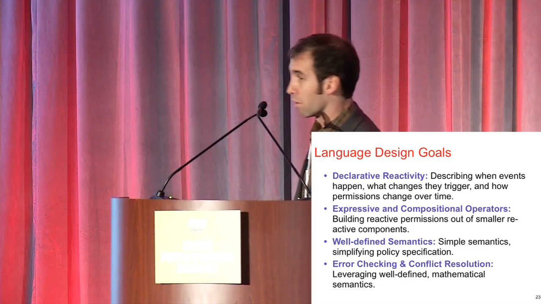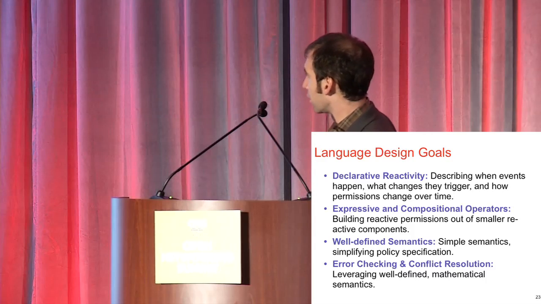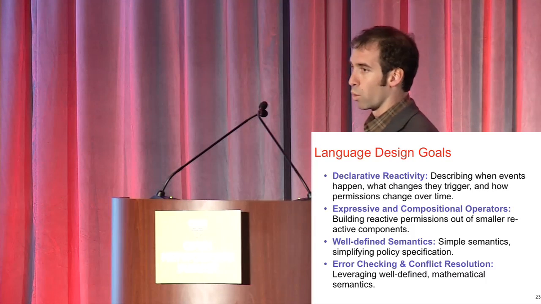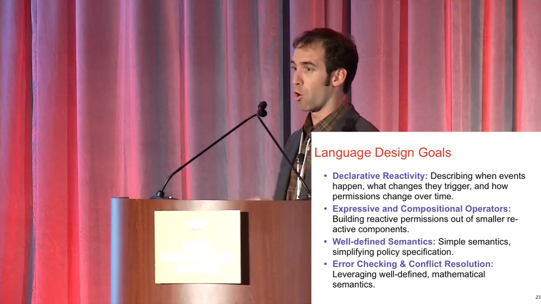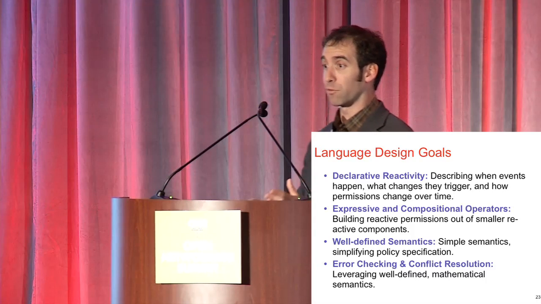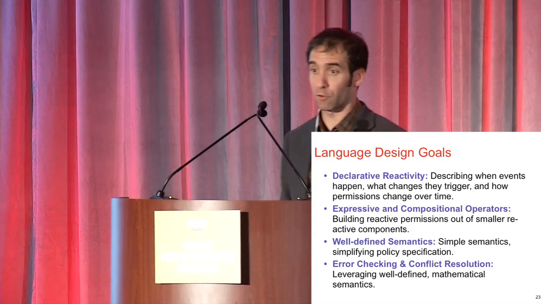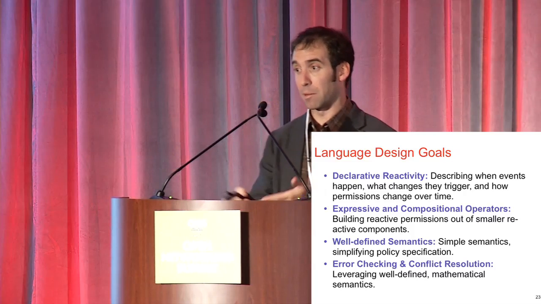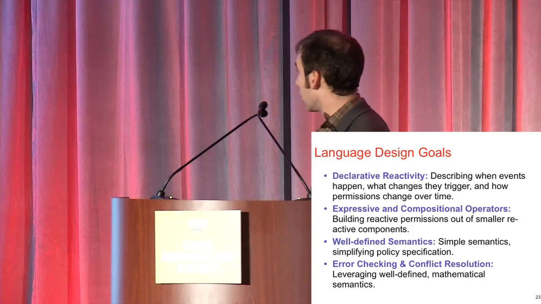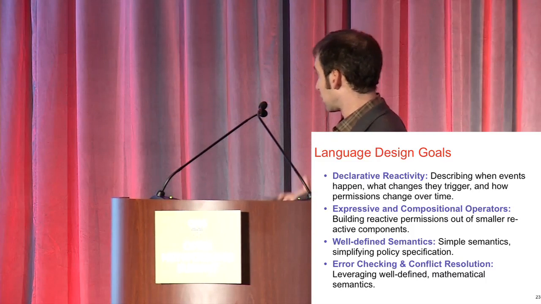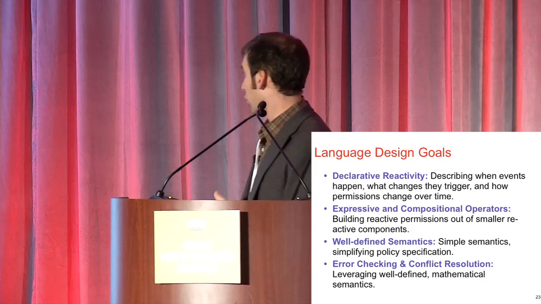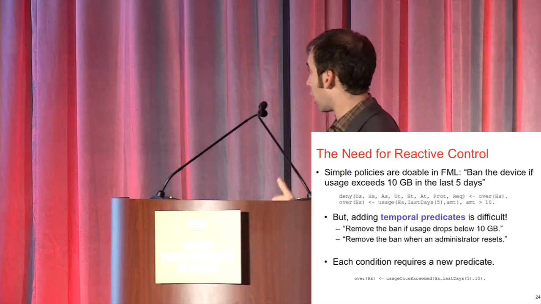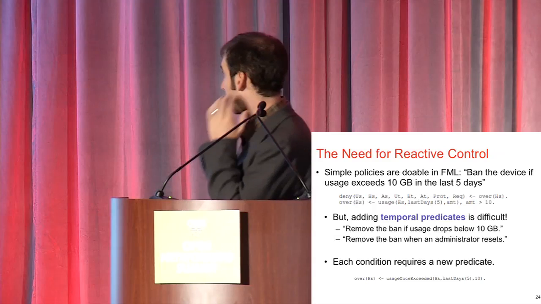Here are some goals that we want from the language design. We want it to be reactive. We want it to be very easy for operators to compose. This is one thing that's very difficult in configuration today. For example, if you have access control rules and you have load balance rules, how do you make sure that those things interact well? That's something that we're working on. We want it to have well-defined semantics and make it easy to check errors.